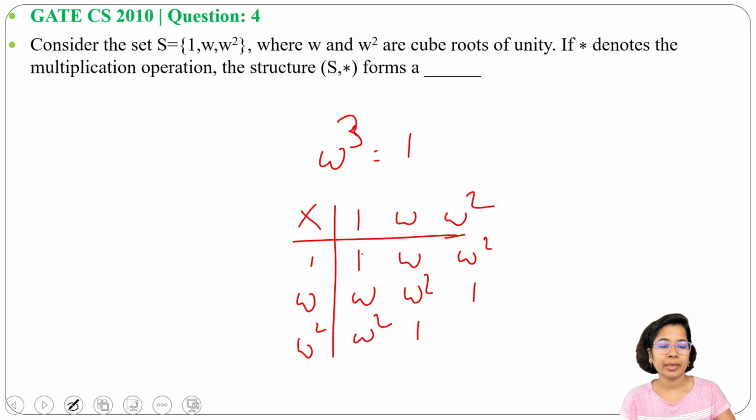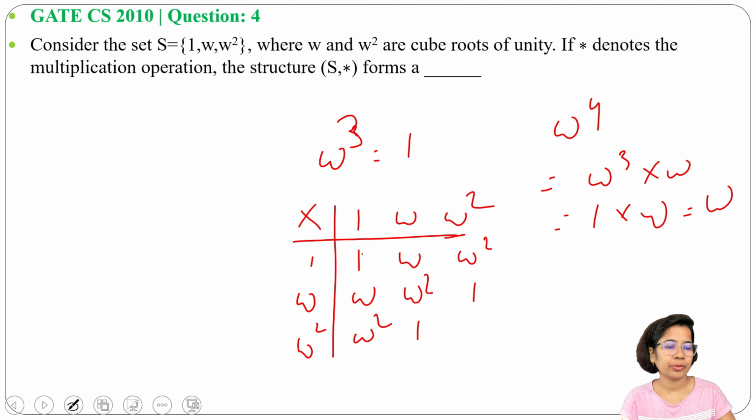Next, w² into w² is w⁴, that we can write as w³ into w, and w³ is 1. 1 into w, so it will be w. So w² into w² will be w. It's closure, as the composition table contains only 1, w, w², it's inside this set, that's why it is closure.